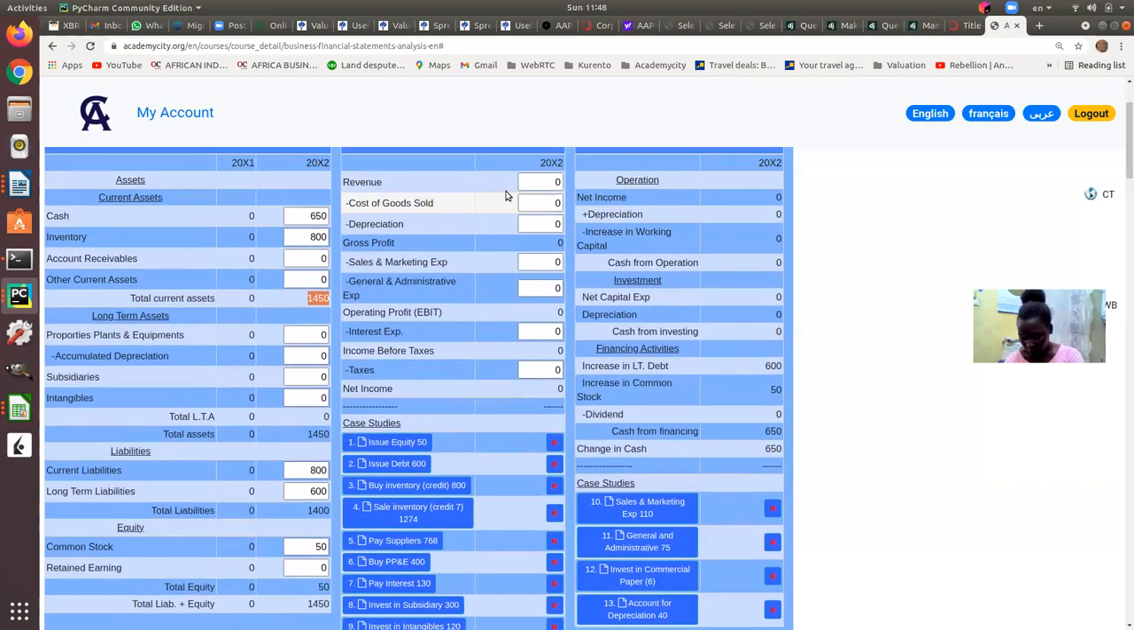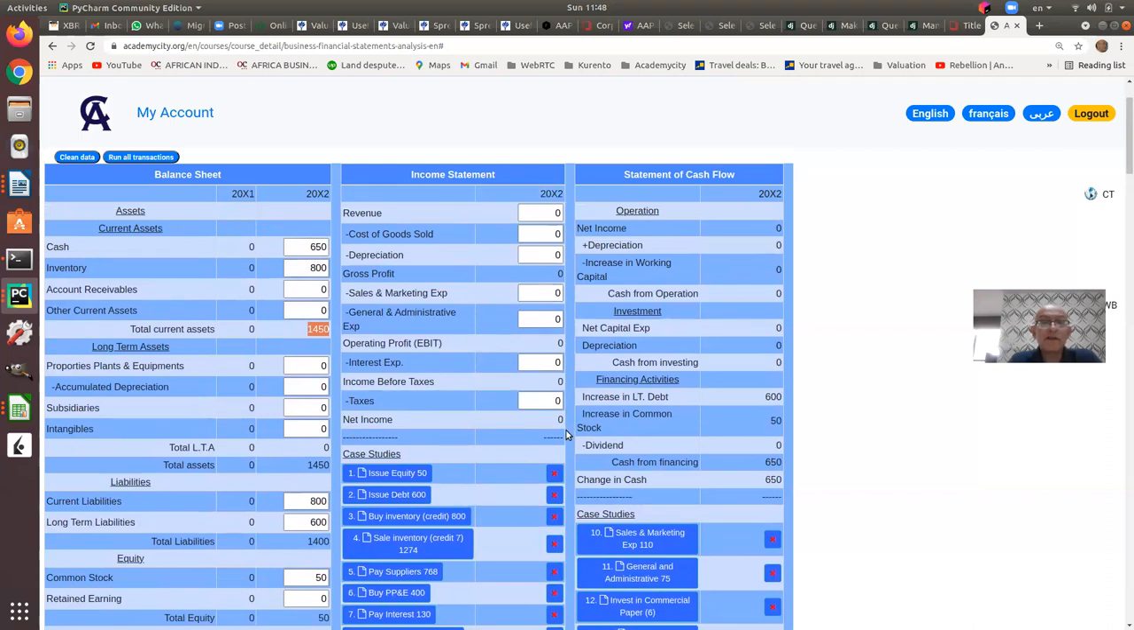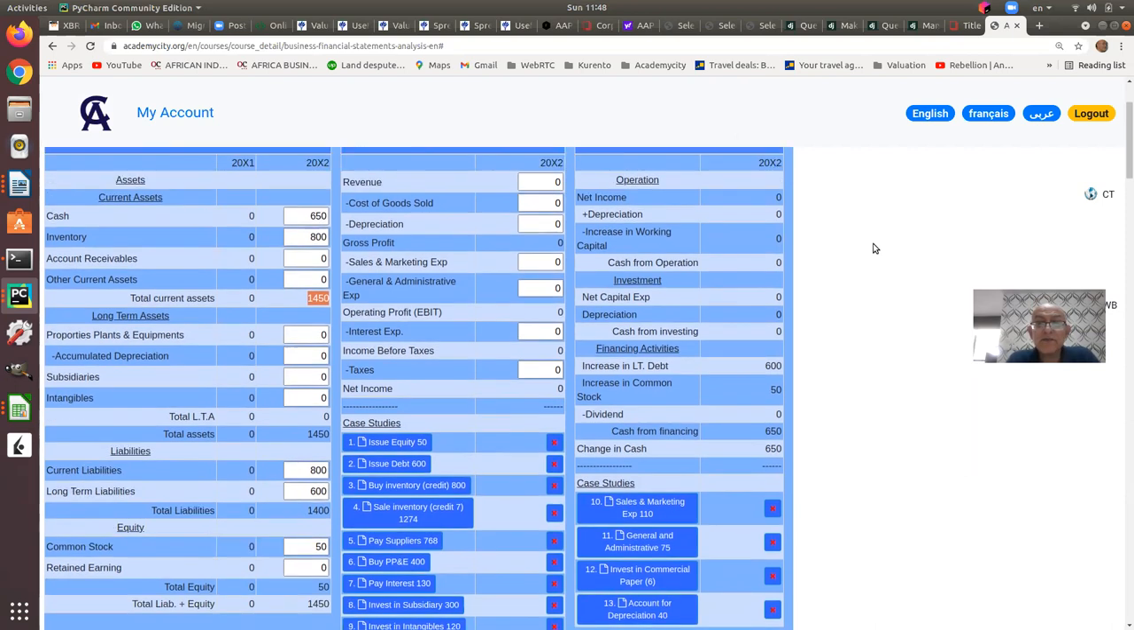Let's look now at the income statement. No effect, we haven't sold anything. Is there any effect on the statement of cash flow? Definitely yes. That's a little hard one. But what really happened? Let's see what happened.